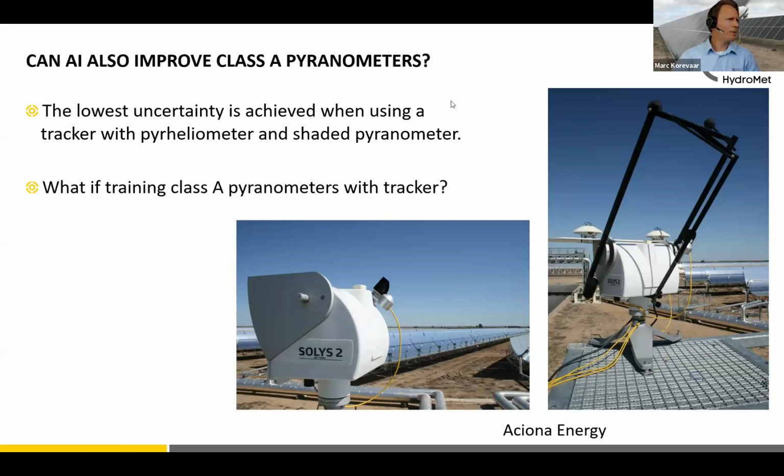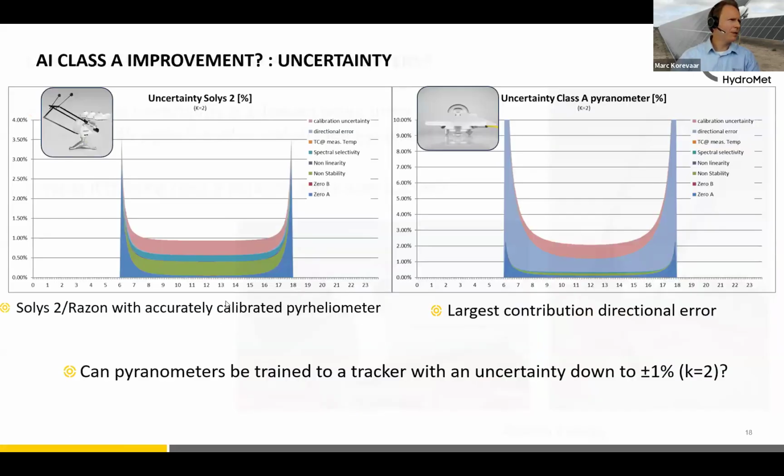Now, another follow-up question, which we have not worked on yet, is could we also make a Class A pyranometer perform better? Then we need to train it with the best irradiance measurement method available with the lowest uncertainty, and that's with a tracker, with a pyrheliometer that measures the direct irradiance, and with a pyranometer or 2 pyranometers measuring diffuse. These are some pictures from Acciona Energy.